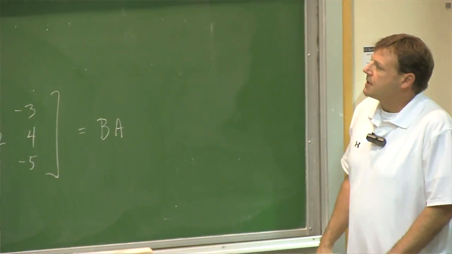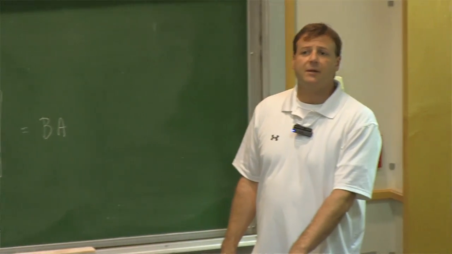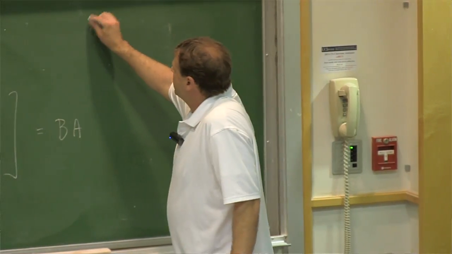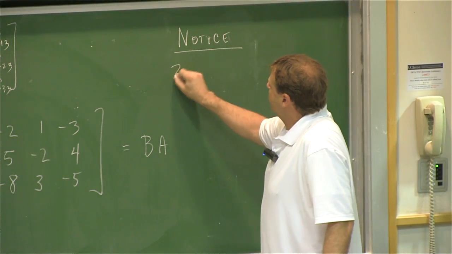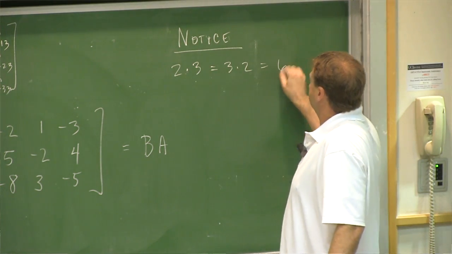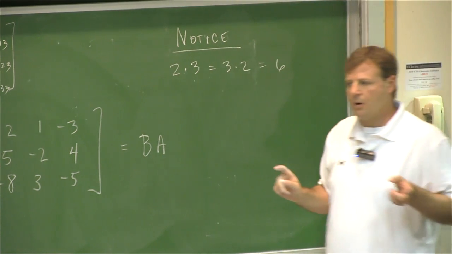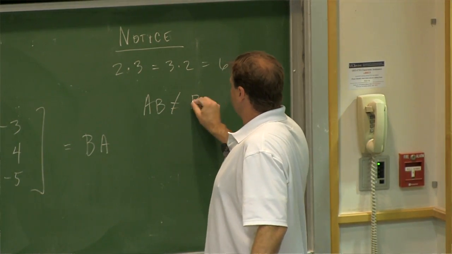Now there's a richness to the multiplication of matrices that you don't get when you multiply 1 by 1 matrices, which are just numbers. So notice, if you have 2 times 3, that's equal to 3 times 2. So when you're just dealing with numbers, you're used to that. You can just multiply them however you want. But look, here we had AB is not equal to BA.